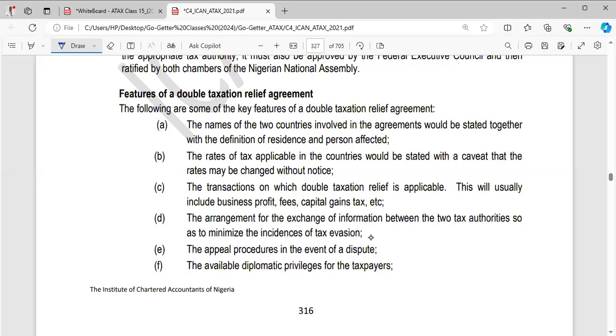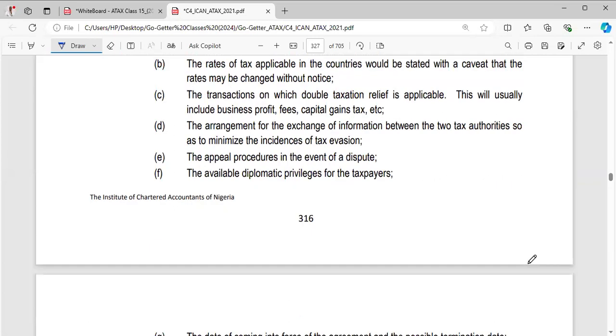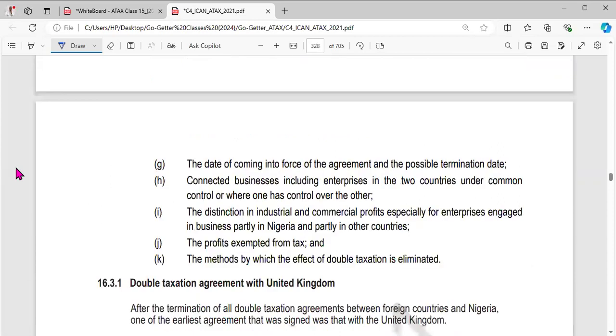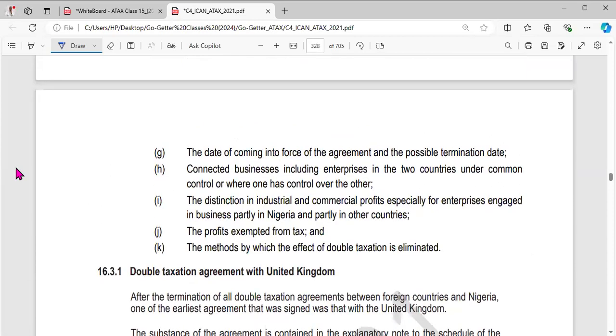Then the appeal procedures in the event of dispute to be stated. Available diplomatic privilege for taxpayers. So there are some diplomats too. All right. So the date of coming into force of the agreement and the possible termination date. So the date that this agreement will start and the date possibly it is going to end. Before that time, they might renew it.